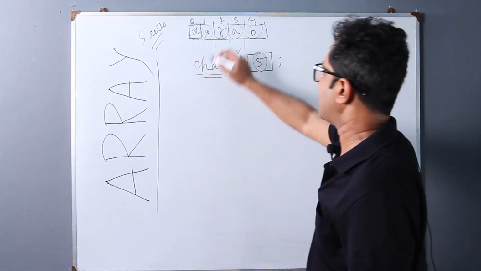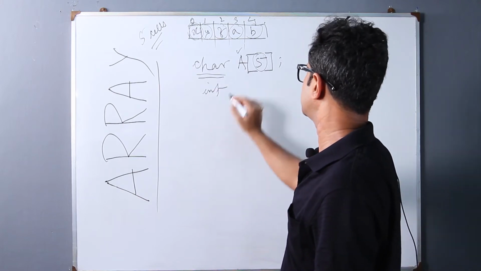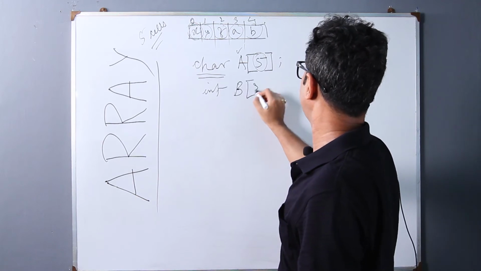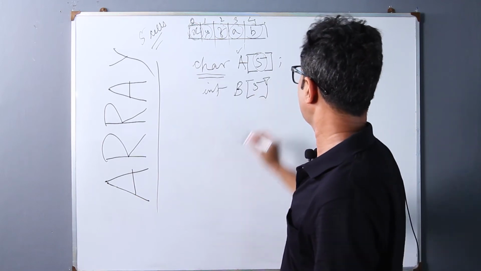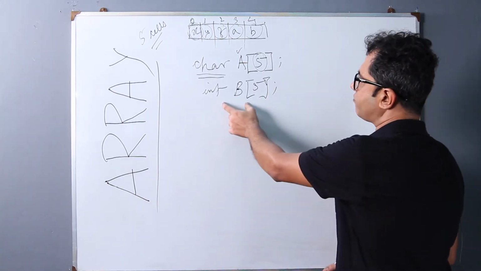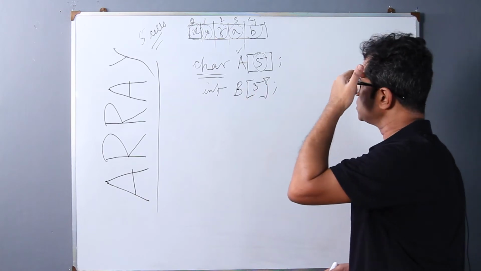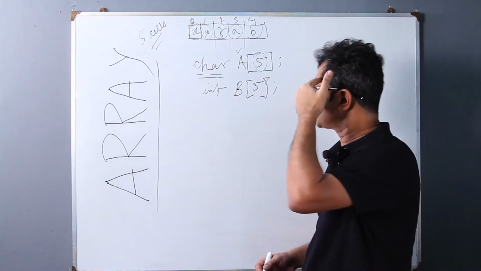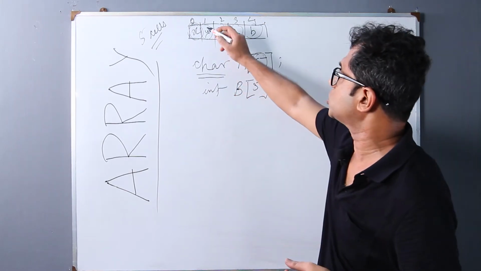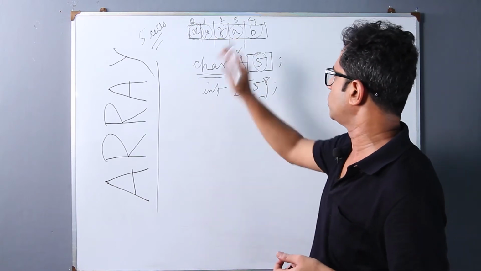If this array were an integer array, we would have declared it like this: int B[5]. So, what is this int B[5]? Int B[5] means an array containing 5 integer elements stored in contiguous memory locations. What are contiguous memory locations? Contiguous means consecutive memory locations, that is, memory locations which are placed one after the other with no gap in between.